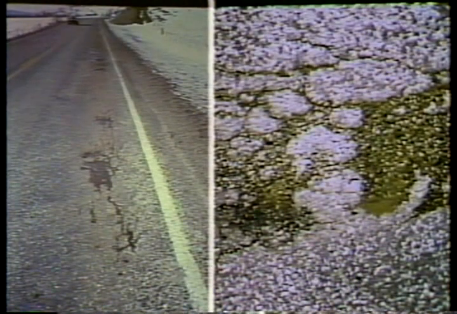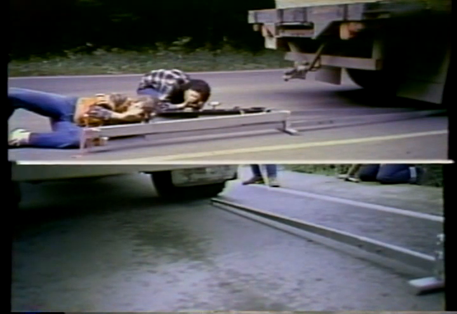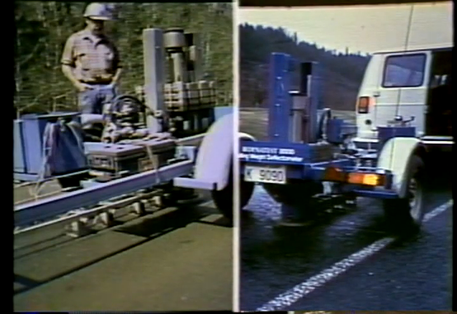Maintenance personnel look for signs such as these to initiate load restrictions. Here, water is draining from cracks in the pavement surface during the spring thaw. This pavement has water present at the beginning of the thaw period in alligator-cracked areas. Load restrictions are removed based on the judgment of field personnel, deflection measurements, or when sufficient political pressure mounts. Deflection measurements are made with equipment such as the Binkelman beam, the Dynaflect, and the falling weight deflectometer.